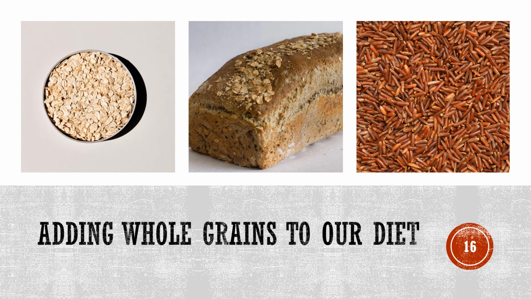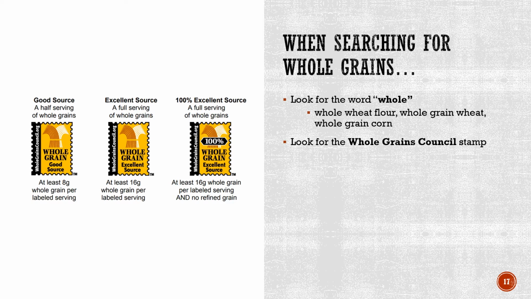Let's look at some ways to add whole grains into our diet. One way that we can get more whole grains into our diet is to look for the word whole in the ingredient list. Words like whole wheat flour, whole grain wheat, or whole grain corn are good options. And we want those ingredients to be at least the first or the second in the list.